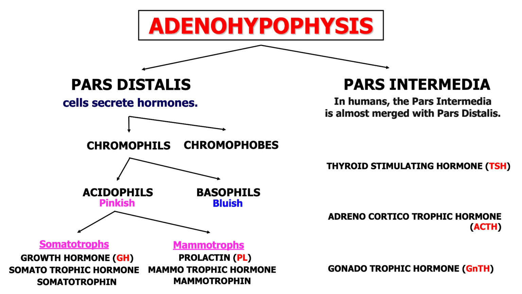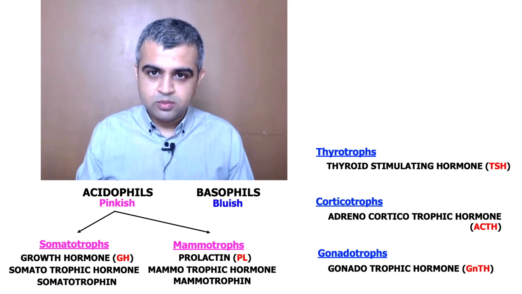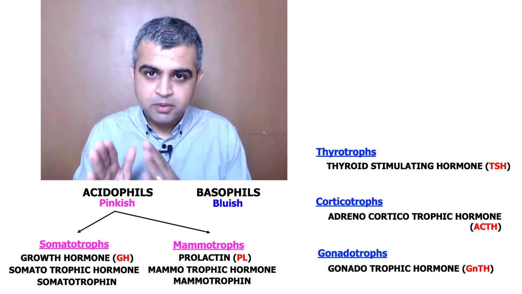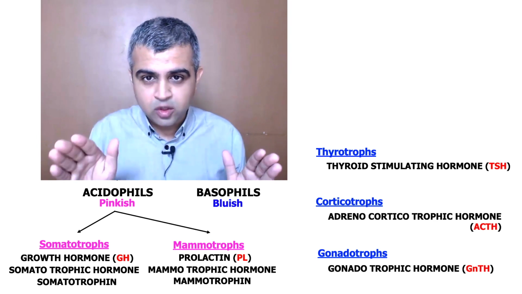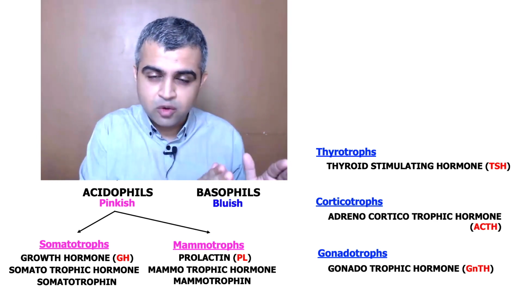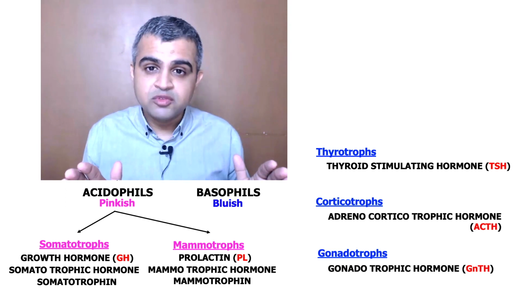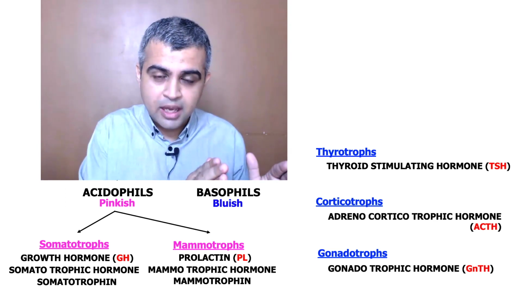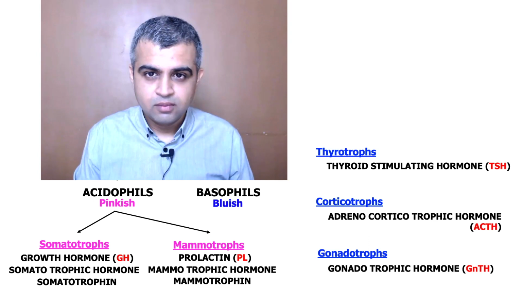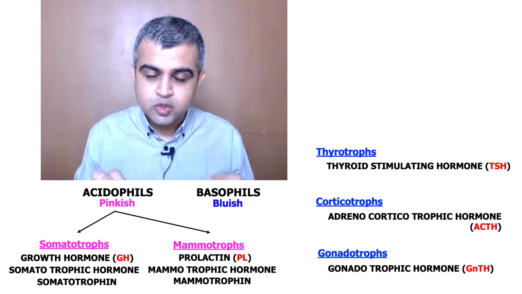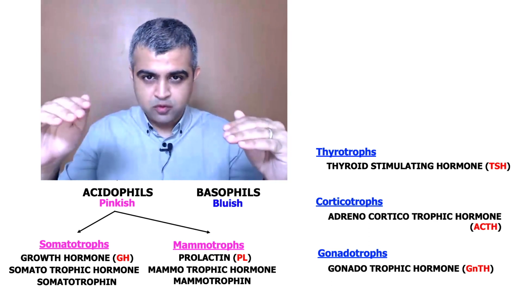The basophils which produce thyroid stimulating hormone are now called thyrotrophs, which produce the adrenocorticotrophic hormone are called corticotrophs, and those which produce gonadotrophic hormone are called gonadotrophs. So in the microscope, all basophils look blue, but some of them produce thyroid stimulating hormone called thyrotrophs, some of them produce adrenocorticotrophic hormone called corticotrophs, some of them produce gonadotrophic hormone and are called gonadotrophs. Is this clear?